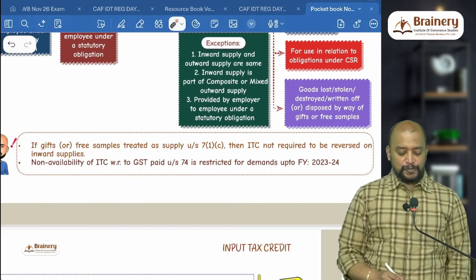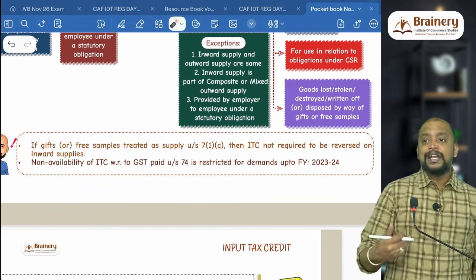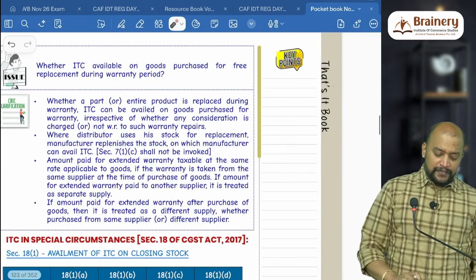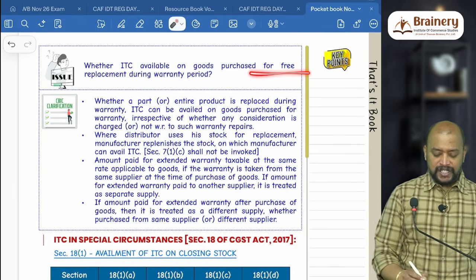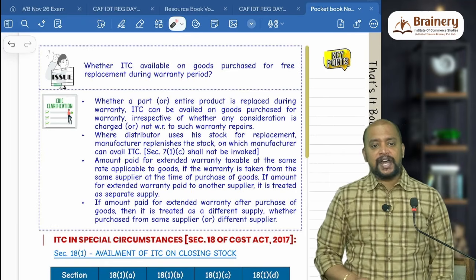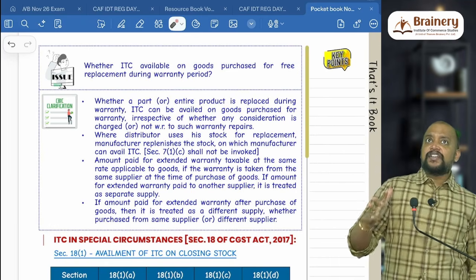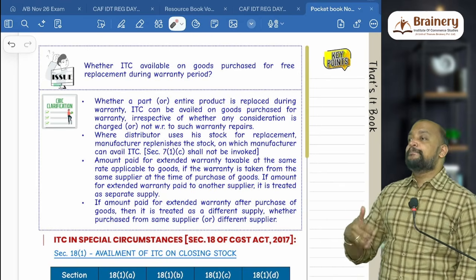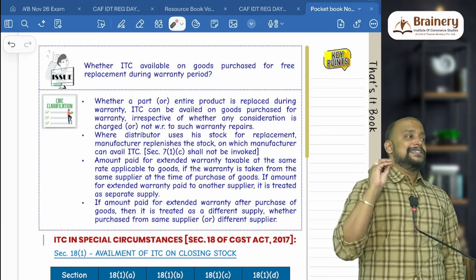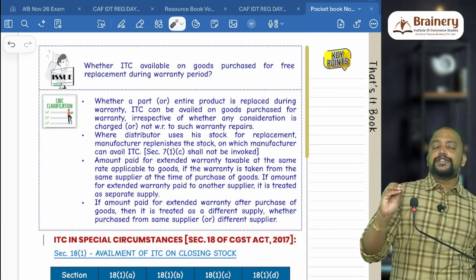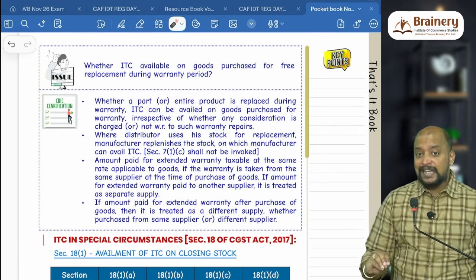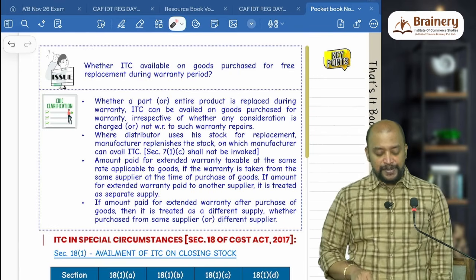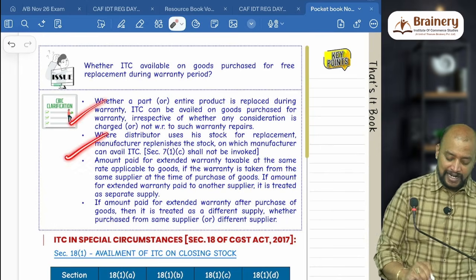Non-availability of ITC with respect to GST paid under section 74, that is under demand and recovery. Next, whether ITC is available on goods purchased for free replacement during the warranty period. First, if any goods are purchased and replaced during the warranty period, either a part or the entire goods, ITC is available because it is used in the course or furtherance of business, and it will not become a supply under 71C, disposal of business asset on which ITC is availed.